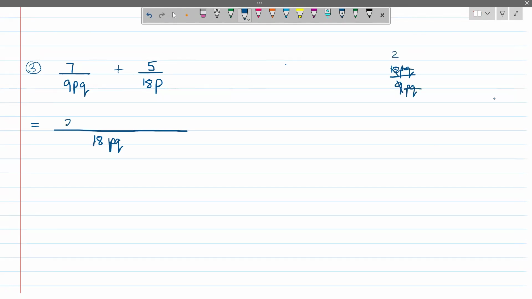So what we will get is 2 multiplied by the 7 here. Bring down this plus sign. And then we have 18p divided by 18pq. The 18 will cancel, the p will cancel, and we'll get q multiplied by 5. So that will give us 14 plus 5q over 18pq. Yeah, that makes sense?